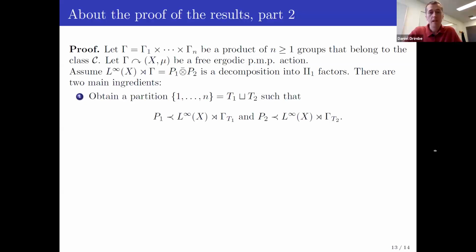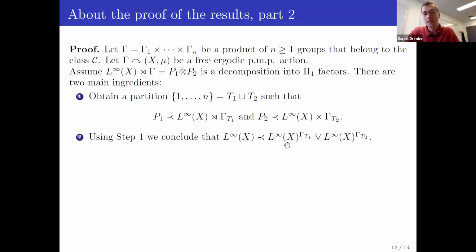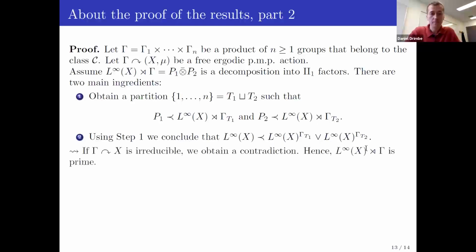The first one is that P1 can somehow be separated from P2, in the sense that P1 can be embedded in the sense of Popa in L infinity of X cross gamma T1, and P2 can be embedded in L infinity of X cross gamma T2 in the remaining groups. This information will be essential for obtaining the fact that L infinity of X can be embedded in the fixed points of L infinity of X to the power gamma T1 and then gamma T2. And this information should be read as follows: up to finite index, L infinity of X equals this joint algebra. And now let's see how this should be enough to obtain our results.